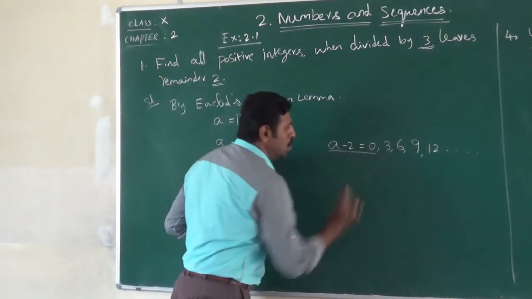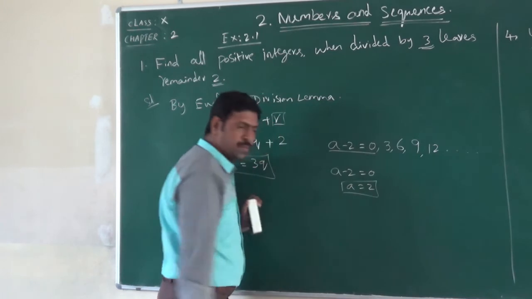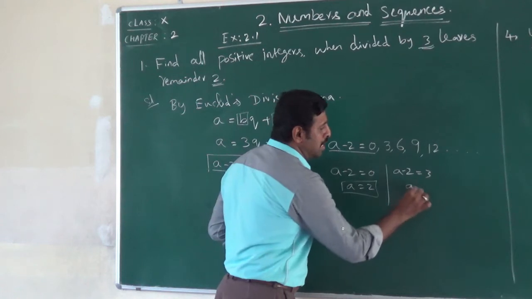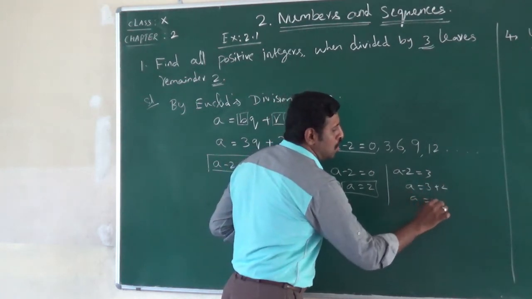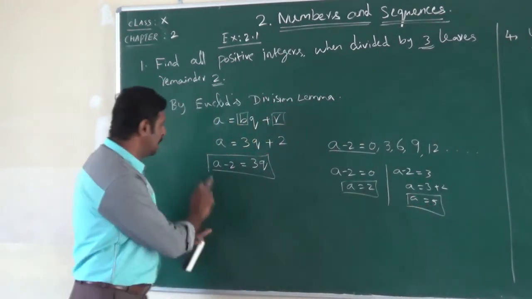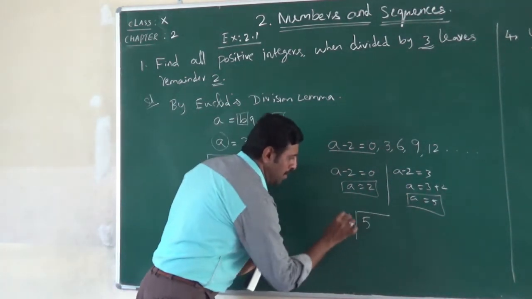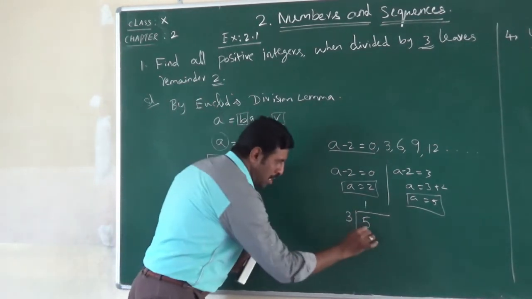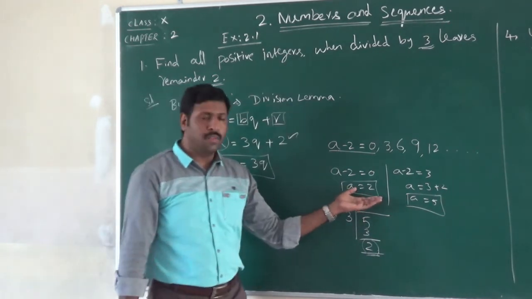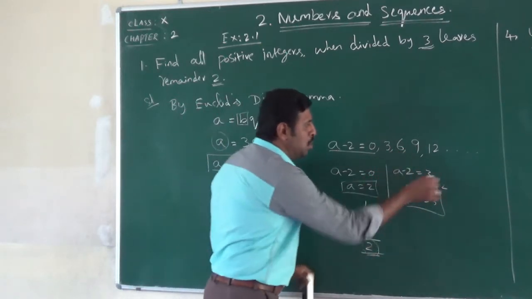First I select this 0, that is A minus 2 is equal to 0, then A is equal to 2. And in the second term A minus 2 is equal to 3 means we get A is equal to 3 plus 2, A is equal to 5. See, here when A is equal to 5, 5 is divided by 3. 3 ones are 3. We get the remainder as 2. So we have found the positive values. That is, the first number is 2, second number is 5. By this we can find out the terms.